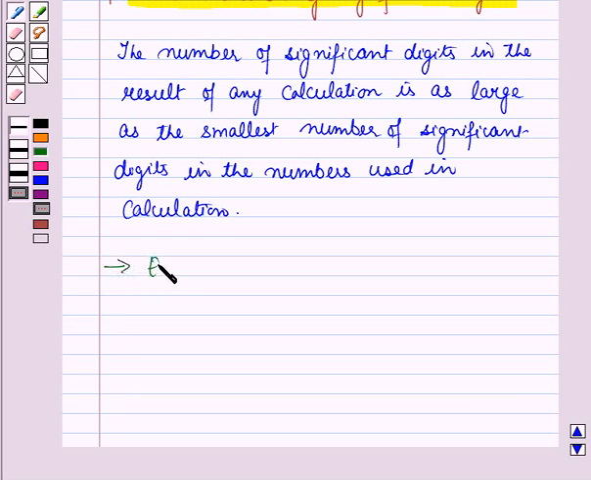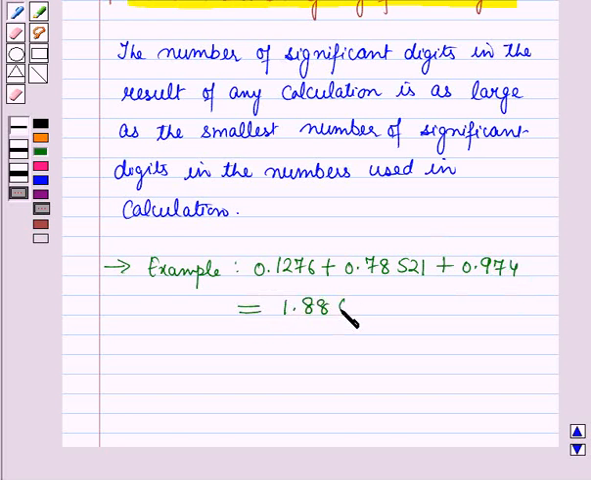Now let us see one example. In this we have to calculate 0.1276 plus 0.78521 plus 0.974. On adding, this will be equal to 1.88681. Now you can see that in the question, this number is having the smallest number of significant digits. That is, it is having 3 significant digits. So according to this rule, the number of significant digits in the result will also be 3. So rounding off this number to 3 significant digits, it will be 1.89.